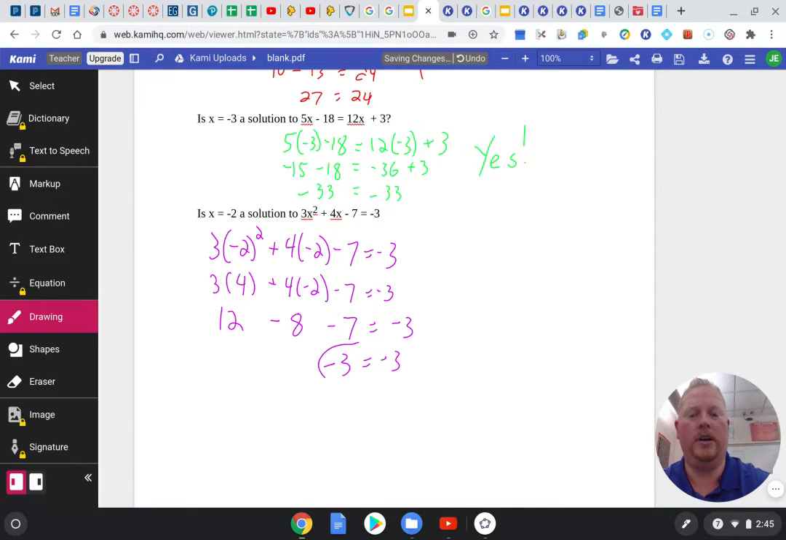I get a true equation. So yes, x does equal negative 2. Again, this is going to be very handy for checking our answers once we get to the solving equations chapter. So make sure you understand it.